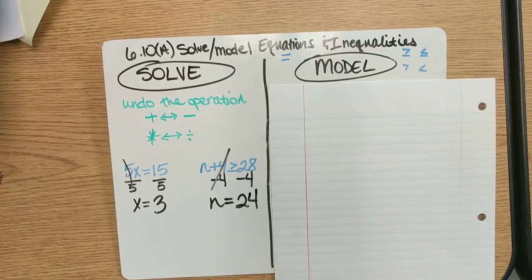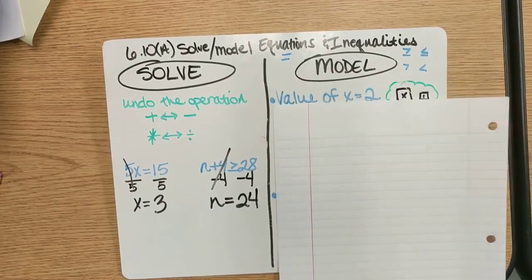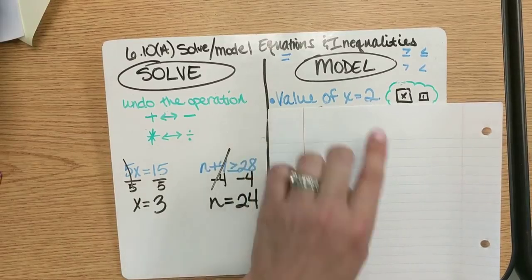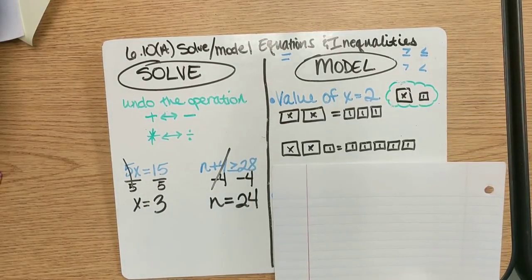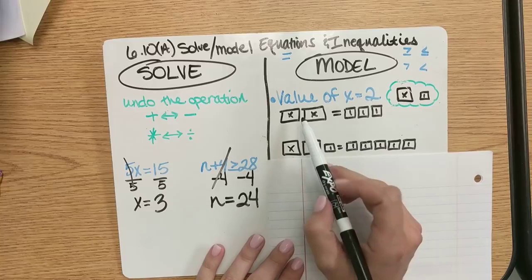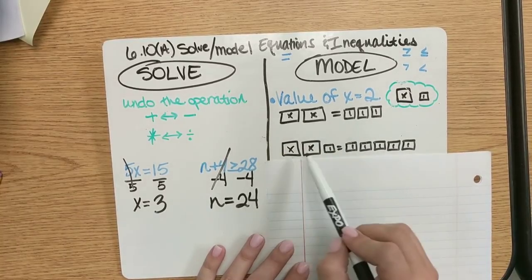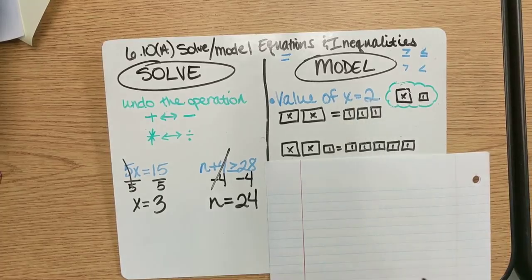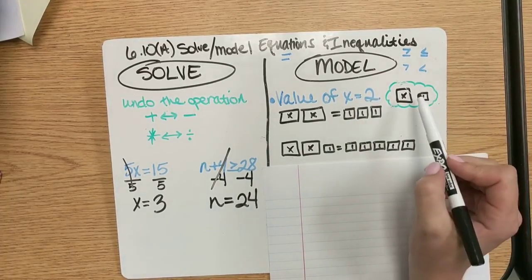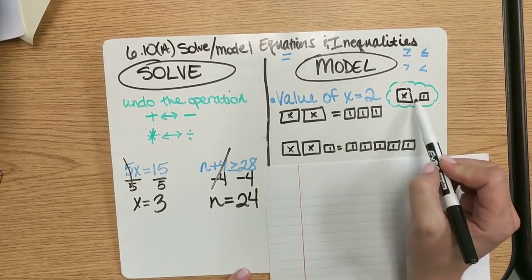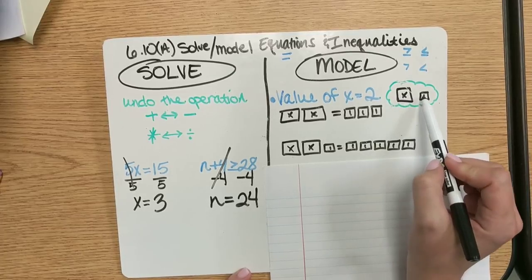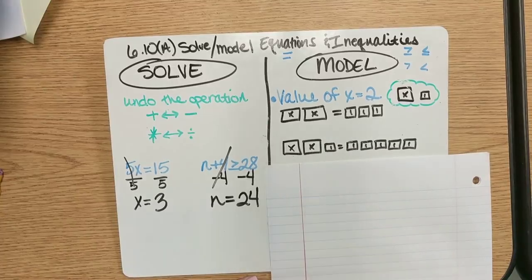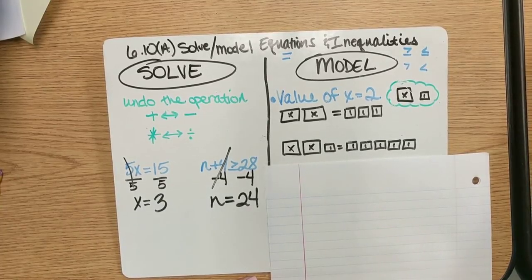Now let's move on to modeling. For this scenario, I'm giving you two models and I want to know which one shows that x equals 2. Now, I've got a couple little diagrams here. My big squares are x's and my little ones are 1's. So does this one show that x equals 2? Let's see.